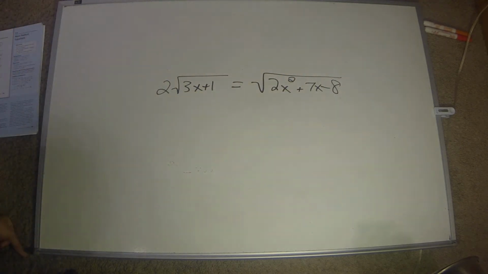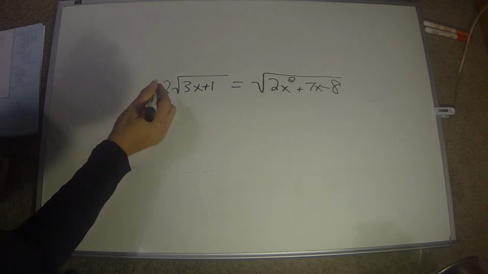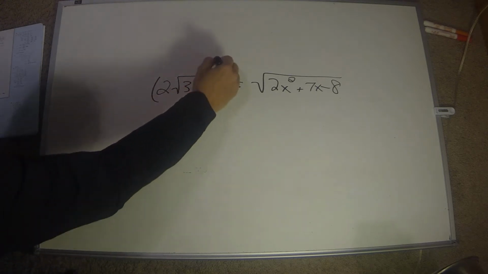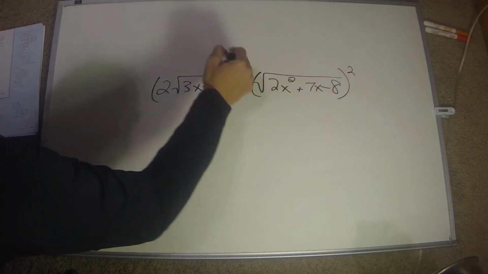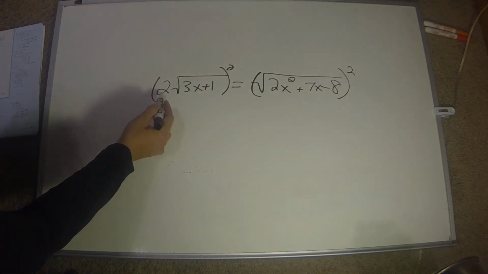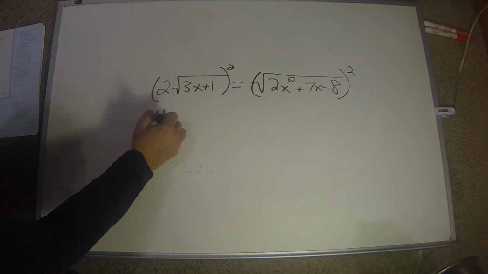Okay, so here we have radical signs on both sides. So what we're going to have to do is just square both sides and then work that out to see what we get. Okay, so squaring both sides. Here we have to square the 2 to be 4.